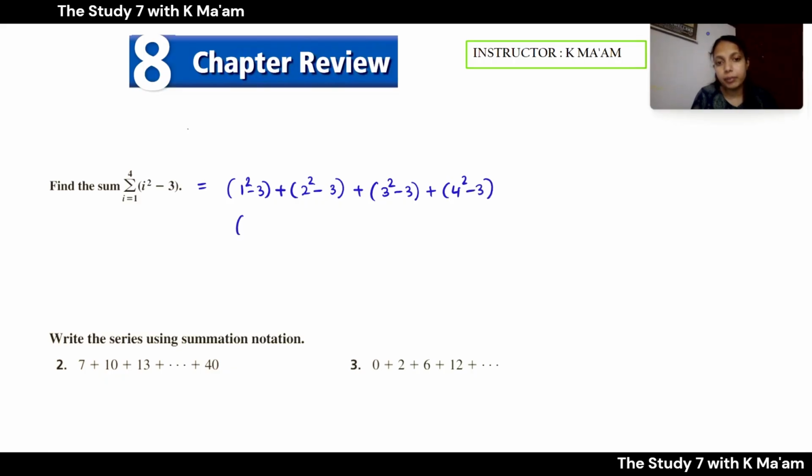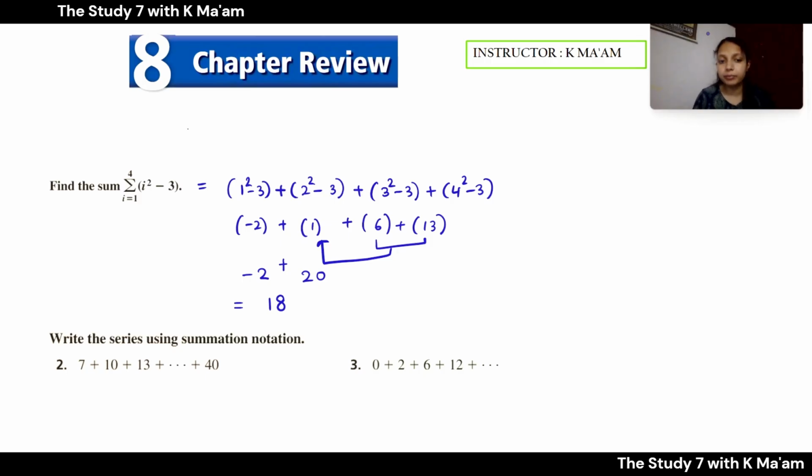The first term will be negative 2. This will be 1. Here 9 minus 3 is 6. 16 minus 3 is 13. So you can see 13 and 6 is 19. 19 plus 1 is 20. So it's 20, and this is negative 2. Negative 2 and 20 is positive 18.